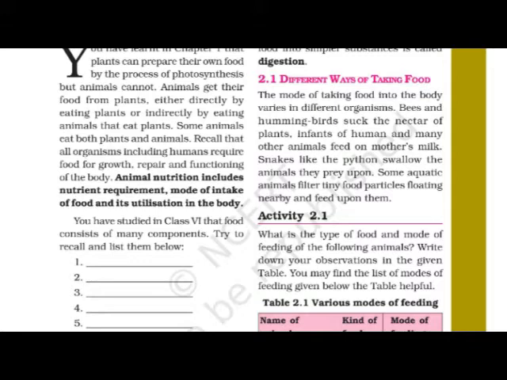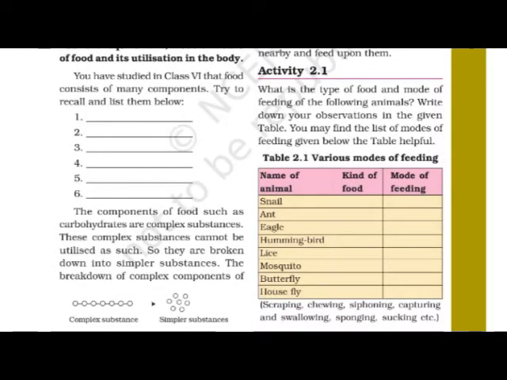Okay, you have studied in class 6 that food consists of many components. Try to recall and list them below. In class 6 we have seen food consists of many components. Which are the components we are going to list here? Can you recall it? Just think over it. See, you can prepare the list also. Food contains various components such as carbohydrates, proteins, fats, minerals, vitamins. So many components are present in food.